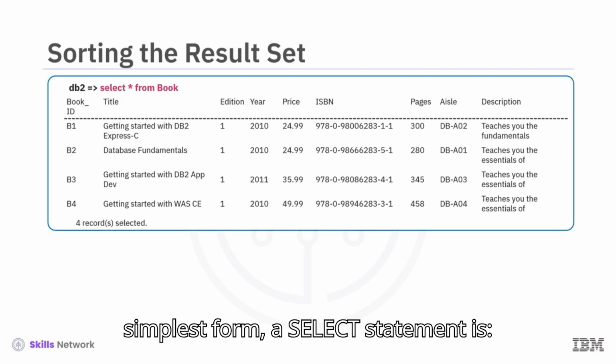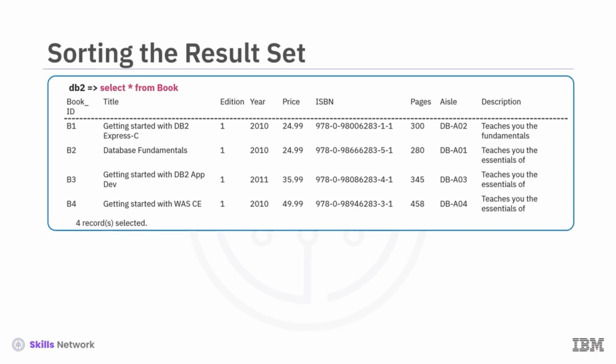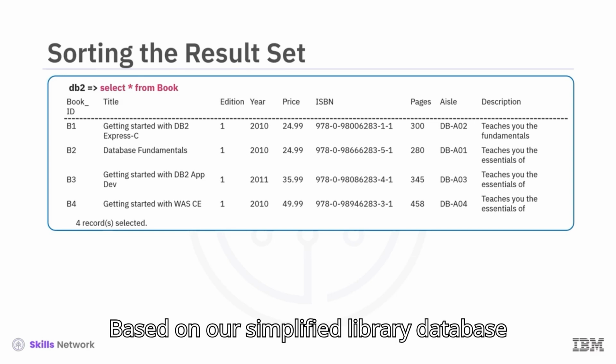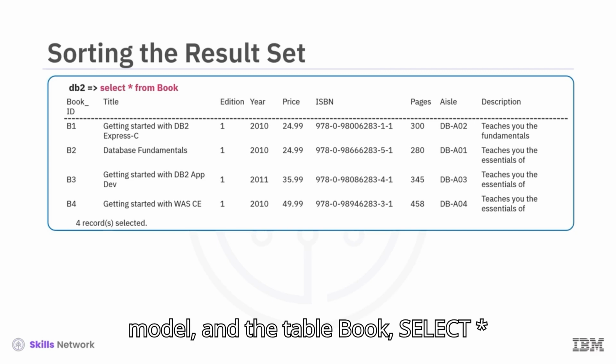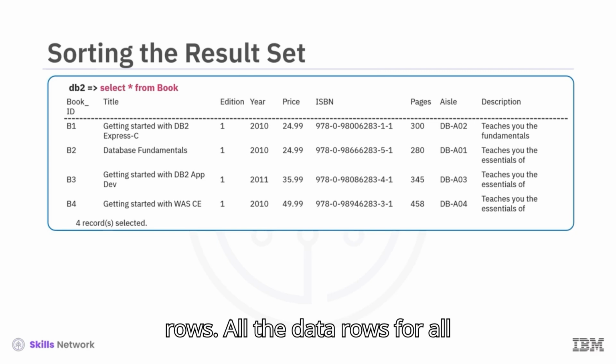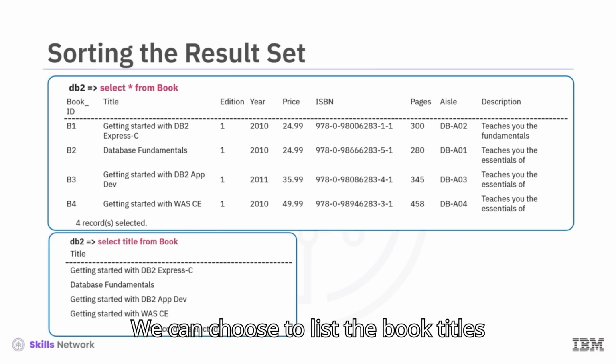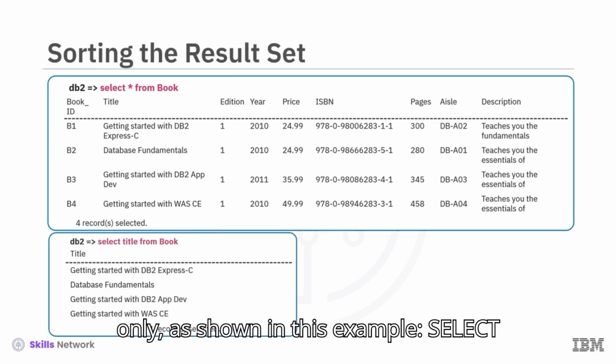In its simplest form, a select statement is select star from table name. Based on our simplified library database model and the table book, select star from book gives a result set of 4 rows. All the data rows for all columns in the table book are displayed. We can choose to list the book titles only, as shown in this example.